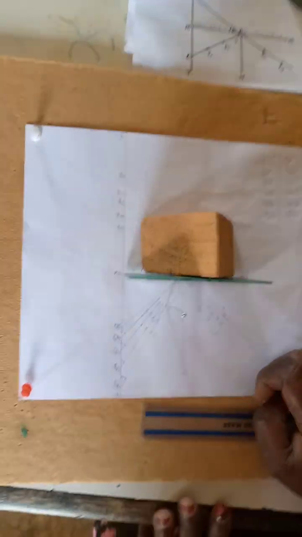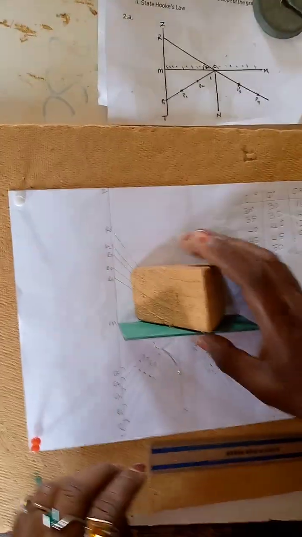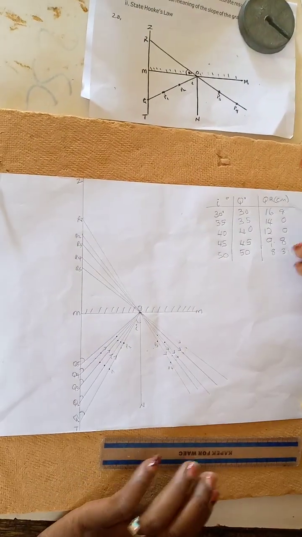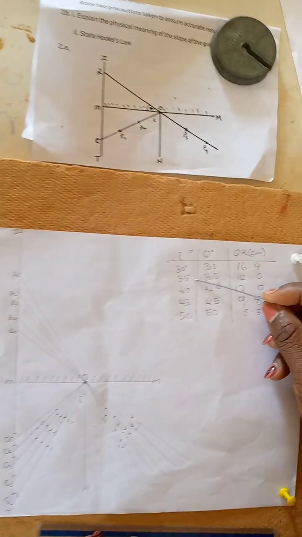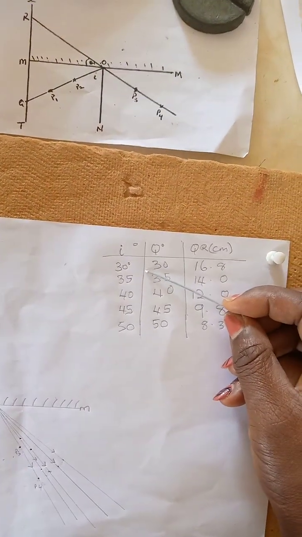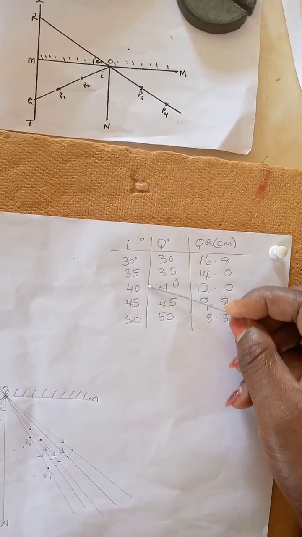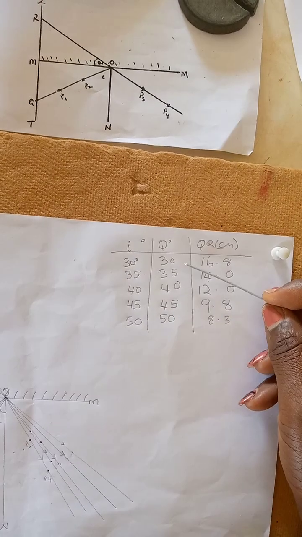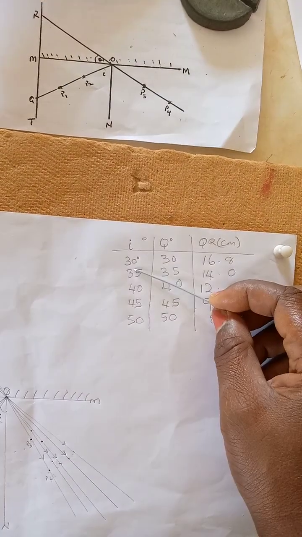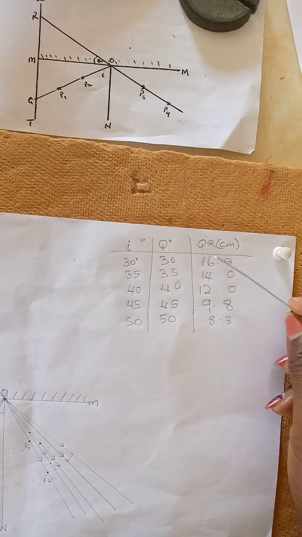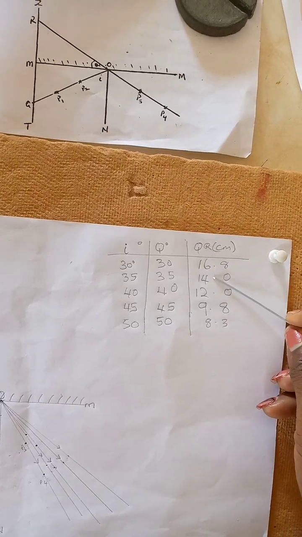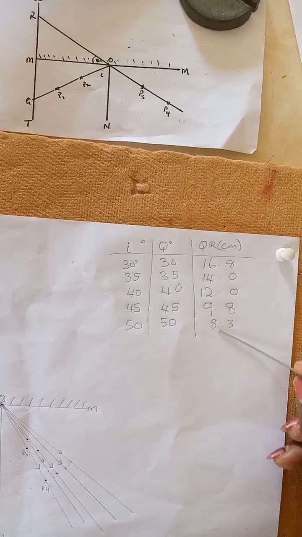I hope you enjoyed today's class. Before we do that, if you check out the reading, if you make mistake, you would know. Look at this incident ray. As the incident ray is increasing, Q is equal to I, and then QR is what? Decreasing.